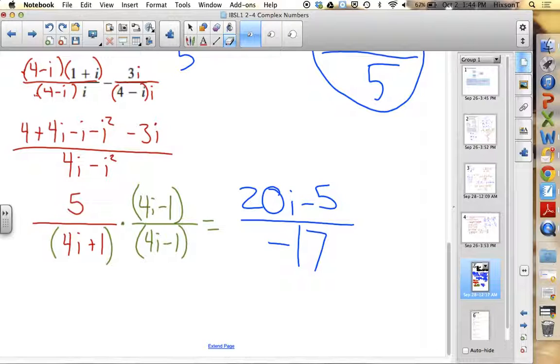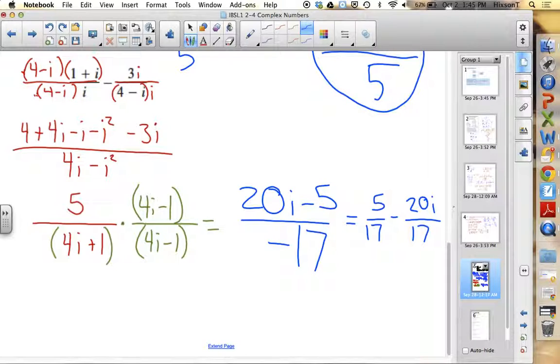The one note I will make, if they asked you to put this in standard form, the only thing you would need to do is, negative 5 over negative 17 would be 5/17, and then 20i over negative 17, that would be a minus 20i over 17. A plus bi. That would be standard form, technically. This is correct, this is standard form.